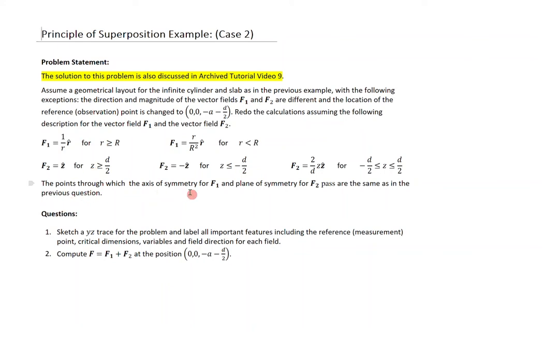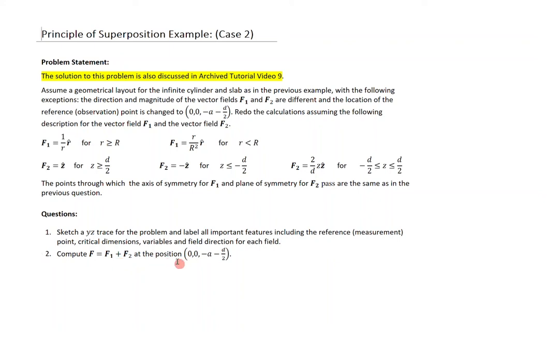The points through which the axis of symmetry for F1 and plane of symmetry for F2 pass are the same as in the previous question. And so the two questions are shown here. First, sketch a YZ trace and label all the important features, including the measurement point, critical dimensions, variables, and field direction for each field. And then the second step is to compute the total field.